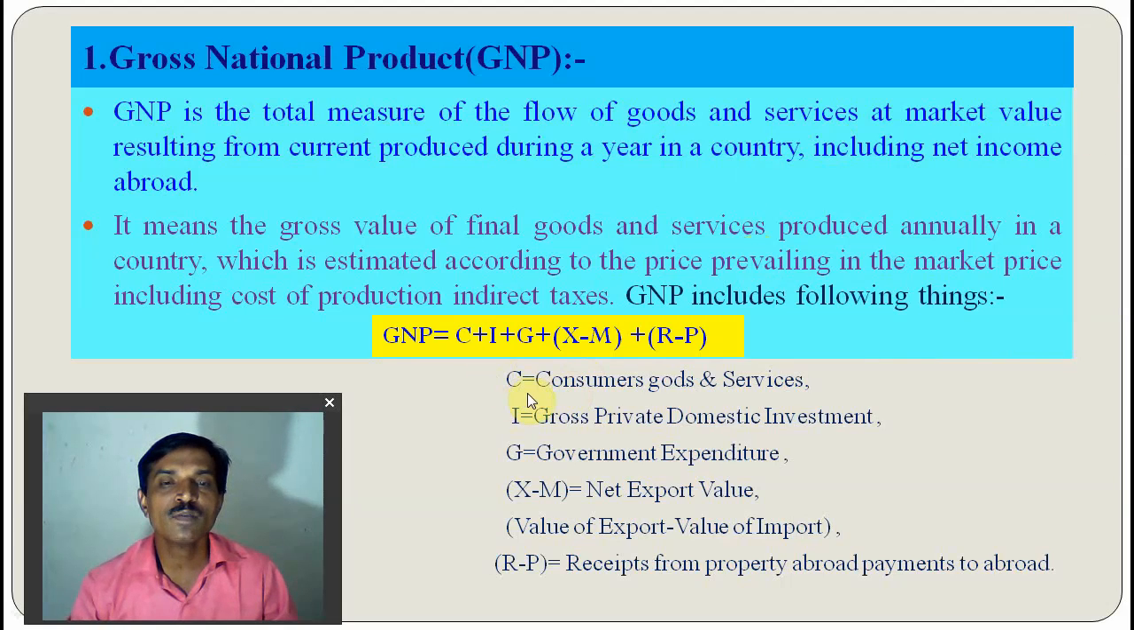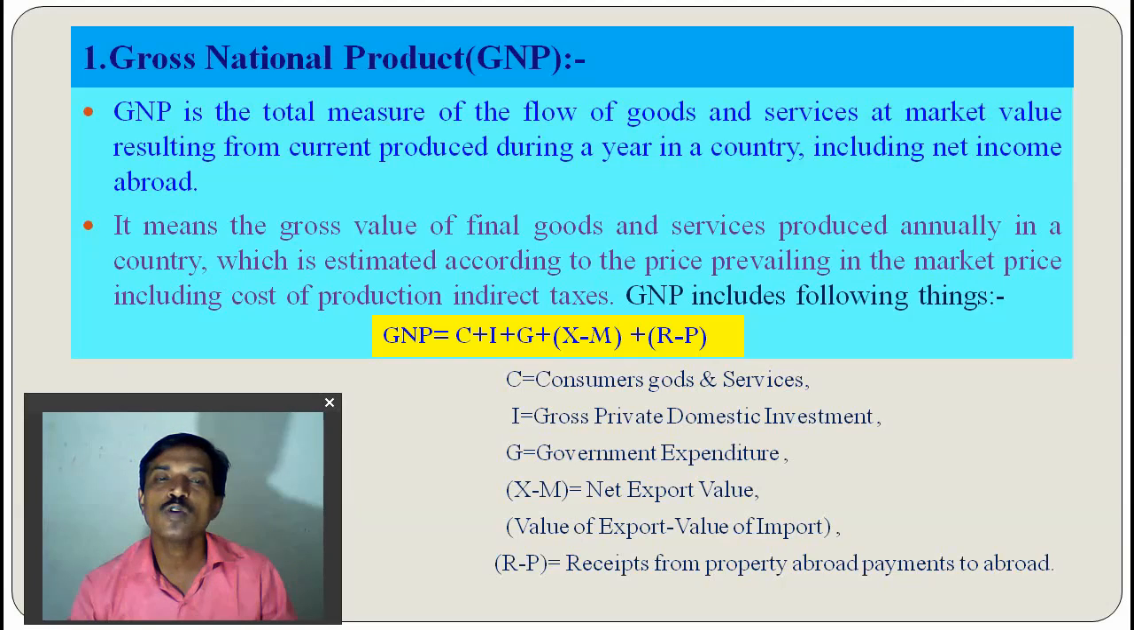C stands for consumer goods and services, I stands for gross private domestic investment, G for government expenditure, X means the exports, M means the imports. So net export value is included here. R minus P means the receipts from property abroad minus payments abroad. So receipts minus payments is included. So GNP means C plus I plus G plus X minus M plus R minus P.